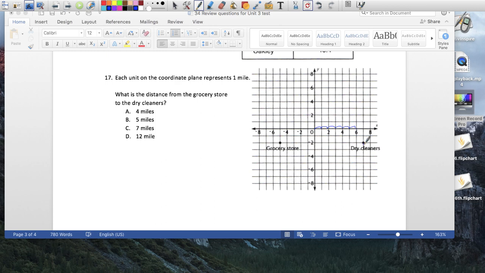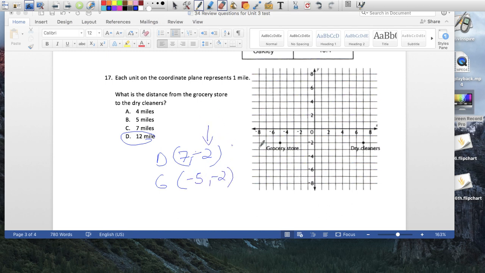So if you were to count from the dry cleaners to the grocery, it'd be 1, 2, 3, 4, 5, 6, 7, 8, 9, 10, 11, 12. We do have a 12 over here. If you can't count and you're not sure, you can always do absolute value. If the dry cleaners location is 7, negative 2, okay, I'll put a D for dry cleaners. The grocery store is at negative 5 and negative 2.